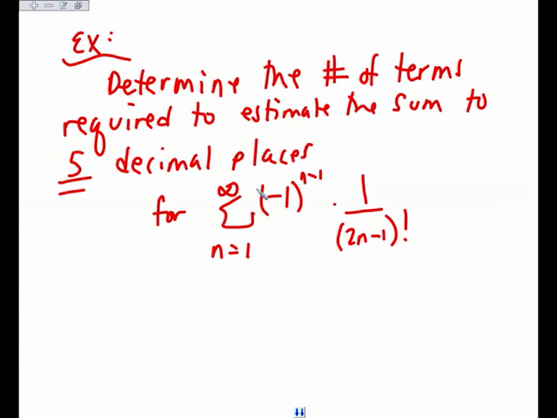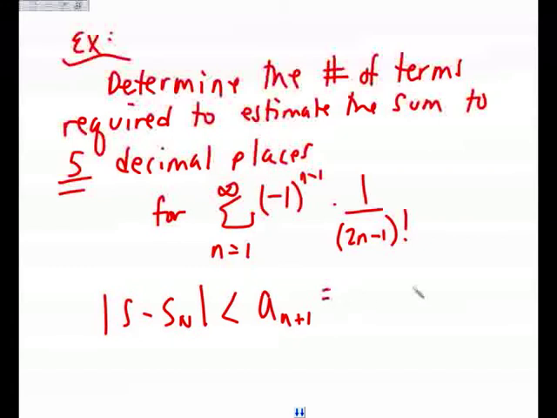All right, so we're looking at this thing and we ask ourselves, how on earth are we going to be able to do this? What we need to do is start off with the alternating series remainder theorem, which says that the absolute value of S minus our nth partial sum needs to be less than a sub n plus 1, which in this particular case is going to be 1 over 2 times n plus 1 minus 1 factorial, and I believe that's 1 over 2n plus 1 factorial.